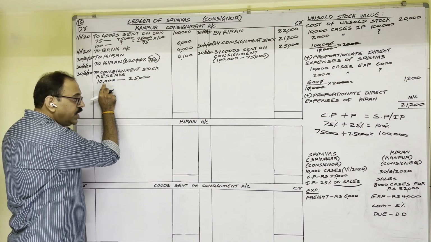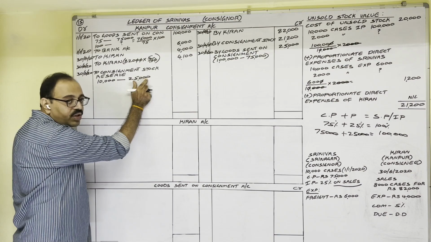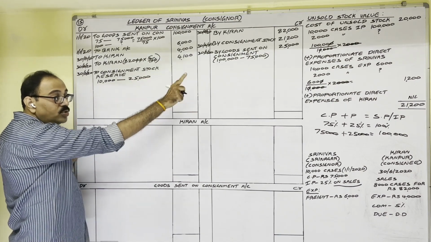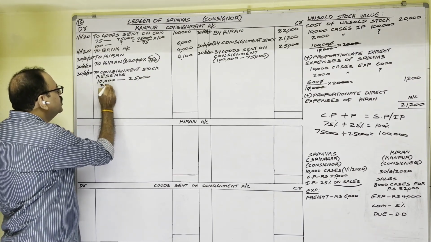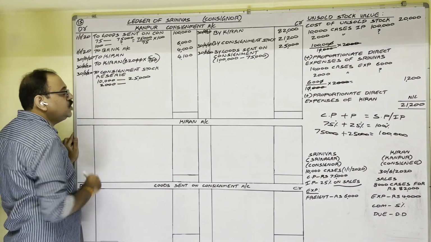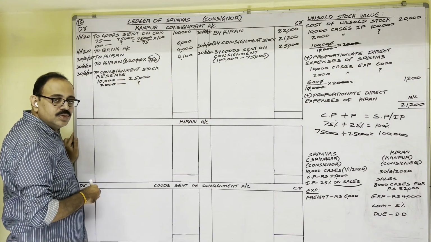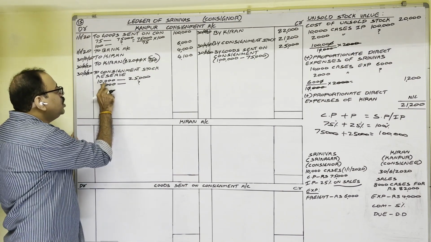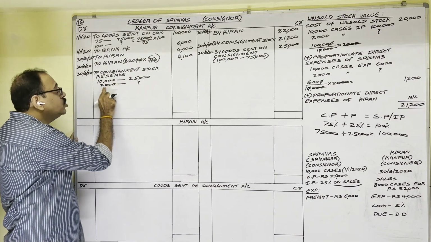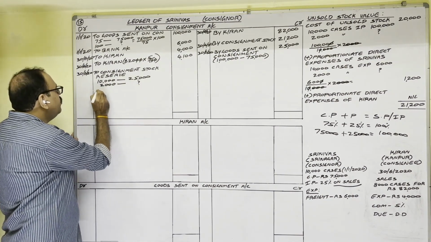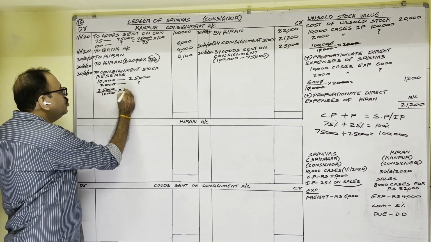If total goods sent are 10,000 cases, loading in total goods sent is 25,000. Now we want unsold stock loading, no? Unsold stock how many cases? 2,000 cases. If unsold stock is 2,000 cases, loading in unsold stock is how much? So what I am doing here, based on total goods loading, I am calculating unsold stock loading. 25,000 divided by 10,000 into 2,000.